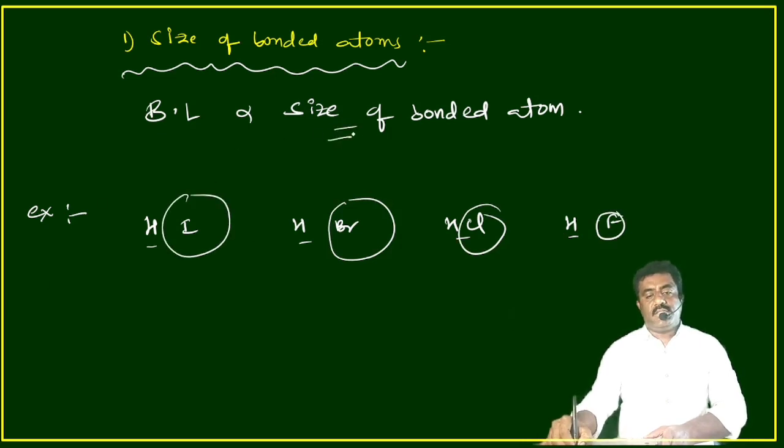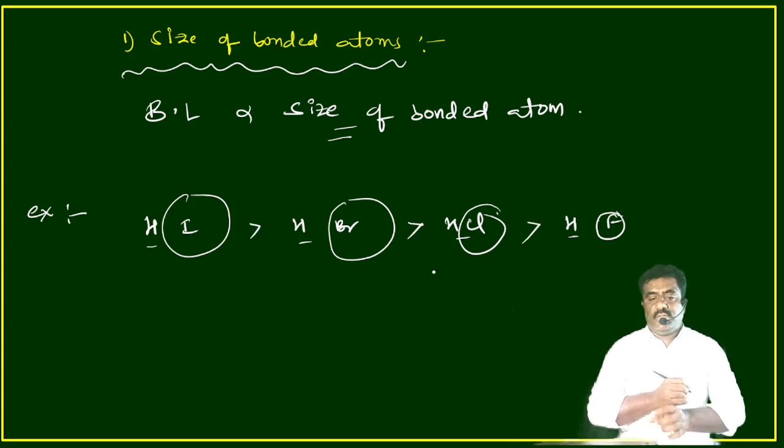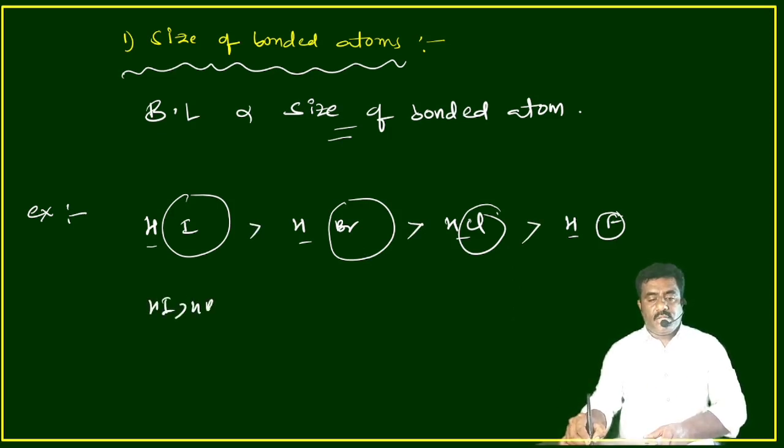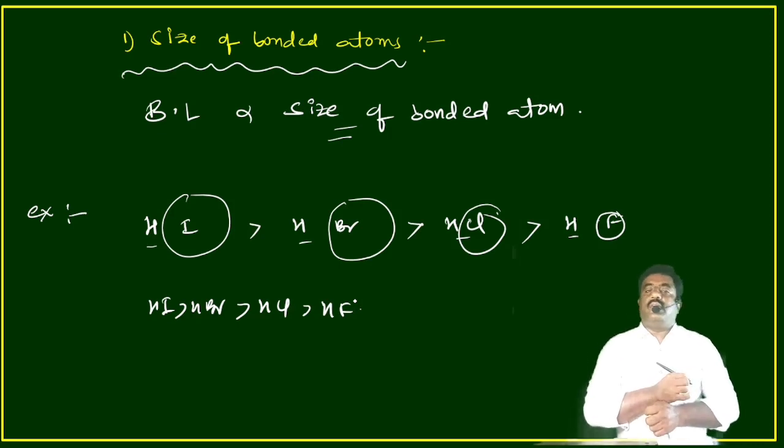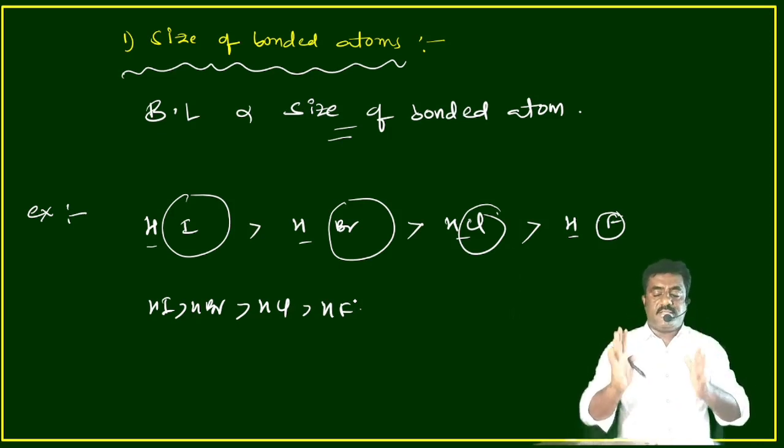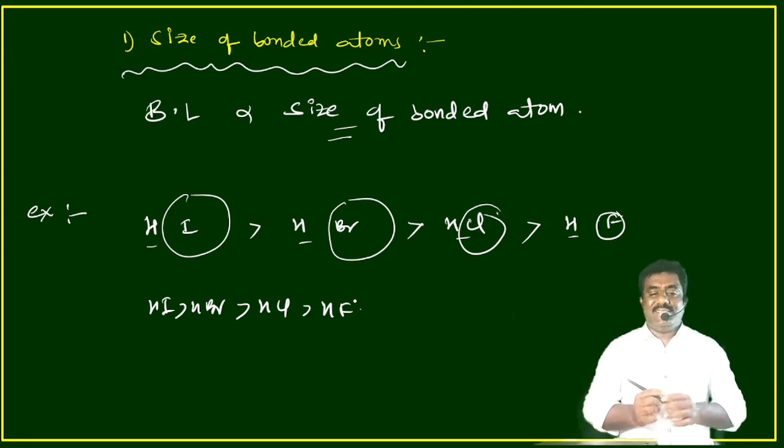As the size of the bonded atom increases, bond length increases. So which has the most bond length? Obviously, hydrogen iodide, then hydrogen bromide, hydrogen chloride, and hydrogen fluoride. This is the order of bond length: HI, HBr, HCl, HF. This is the first factor affecting bond length, the size of bonded atoms. Bond length is directly proportional to the size of bonded atoms.